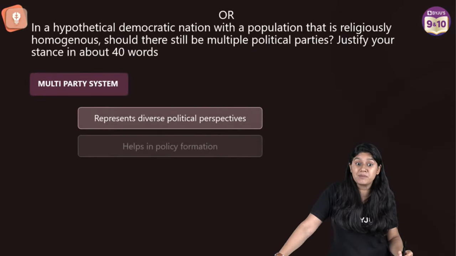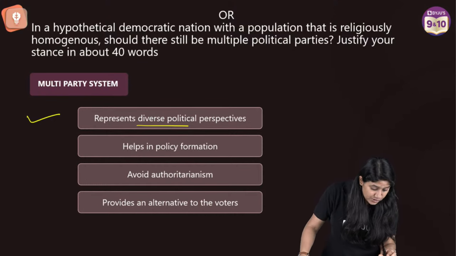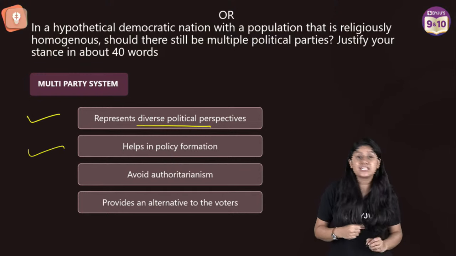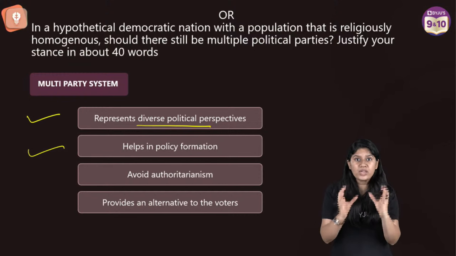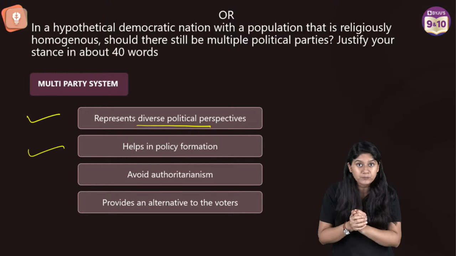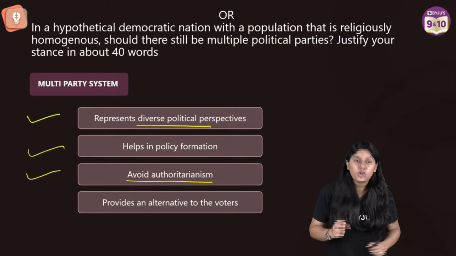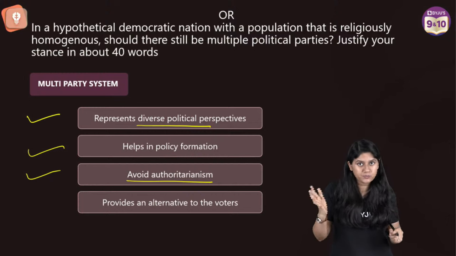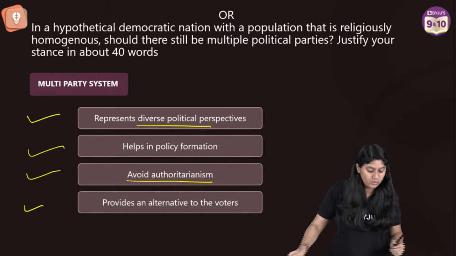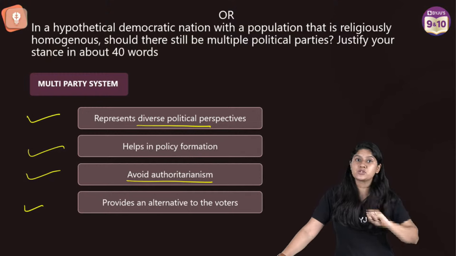And why is the multi-party system very beneficial? Because it will be able to represent diverse political perspectives, right? Different opinions can be put out for the public. Apart from that, it actually helps in the formation of policies. If we have only one particular party that is just following one particular religion, what will happen to the other minorities who are there? So if we have a multiple party system, it will be able to help people. Then, of course, to avoid authoritarianism, nobody should take the authority and say, okay, this is the way we will be doing it. We should be avoiding that, and in a multi-party system, it is possible. Last is to provide an alternative to the voters. Voters have their opinions, they have their choices. So if we have a multi-party system, voters will be able to easily pick.